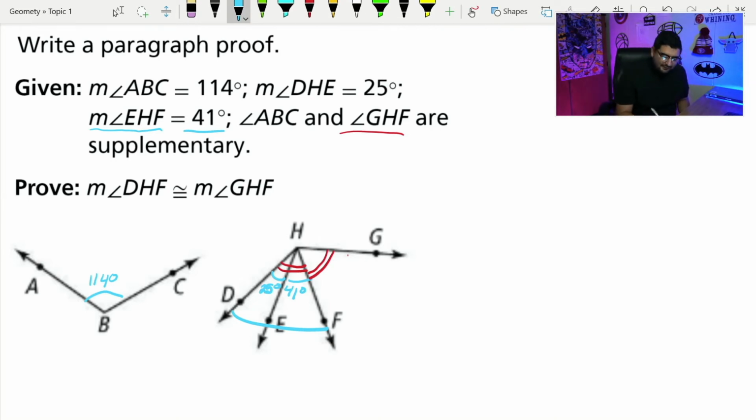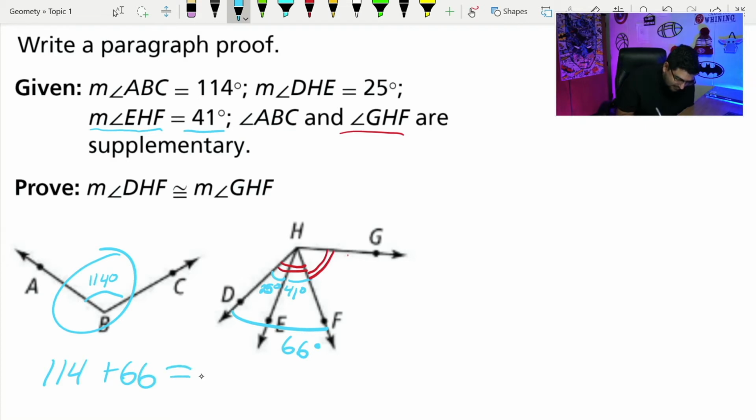41 plus 25 is nothing but 66. Now if 66 plus 114 turns out to be 180, these two are going to be supplementary angles. So let's check. 114 plus 66. It is in fact 180, which means angle ABC and DHF are supplementary angles, which means I can use the congruent supplementary theorem to say that DHF and GHF are congruent.